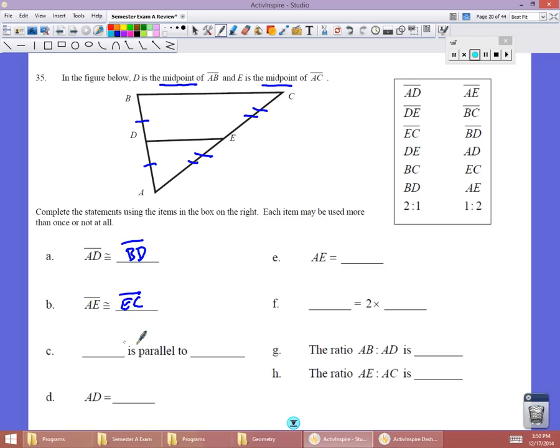All right, next, blank is parallel to blank. Well, if they're mid-segments, that makes this side and this side parallel to each other. So we're going to do line segment DE, and we're going to make that parallel to line segment BC.